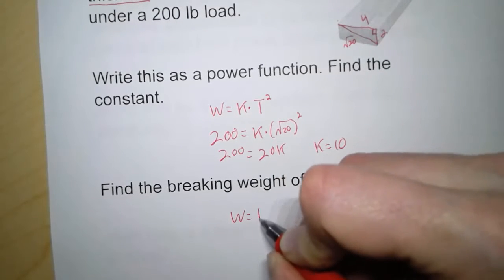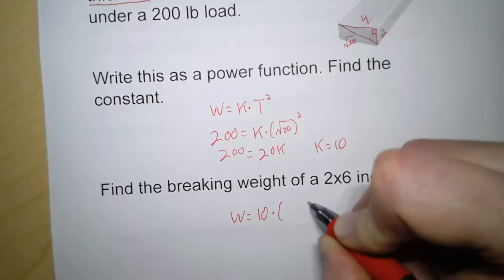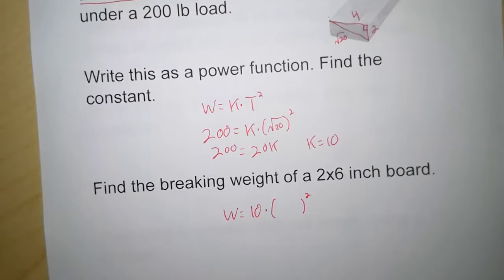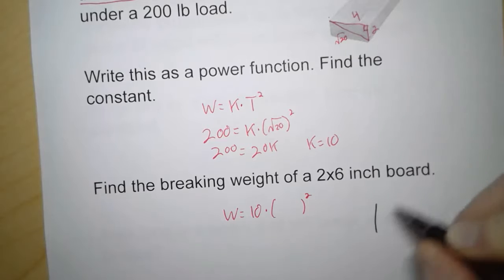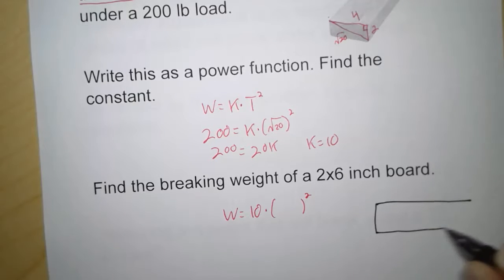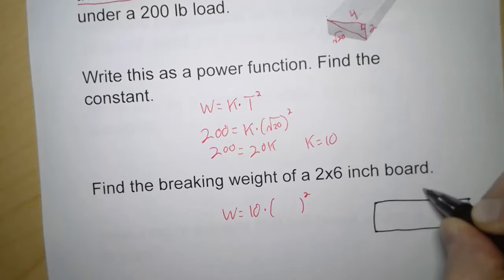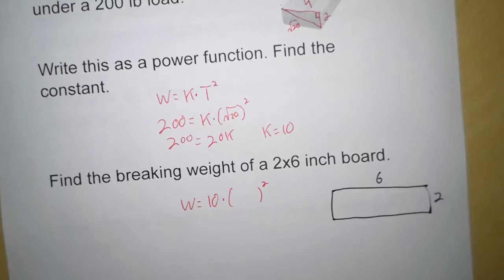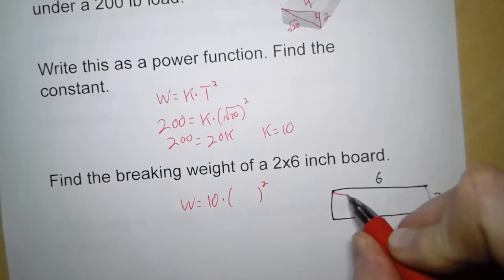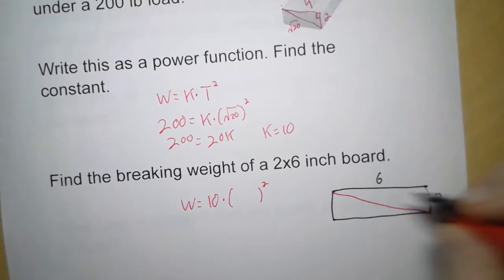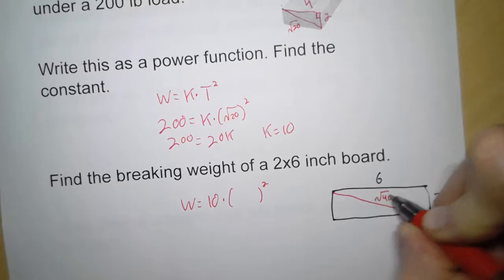So we have 10 in for K times, and we need our thickness squared. Now we're not talking about a 2x4, we're talking about a 2x6. So one that's 2 inches one way, 6 inches another way, and we need this diagonal length. And that turns out to be square root of 40.